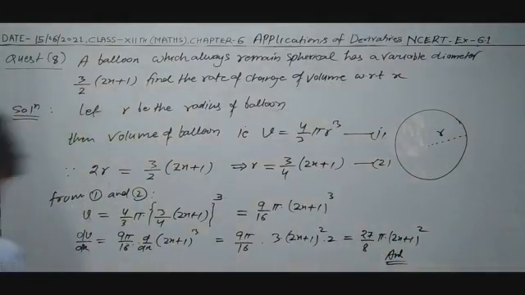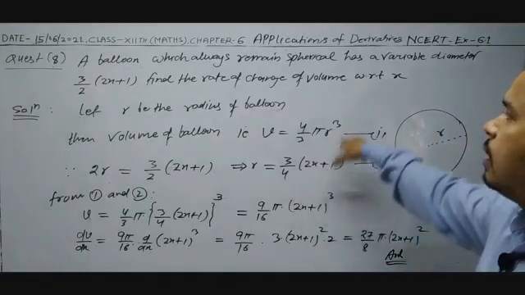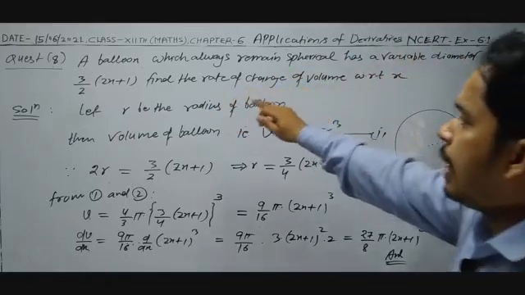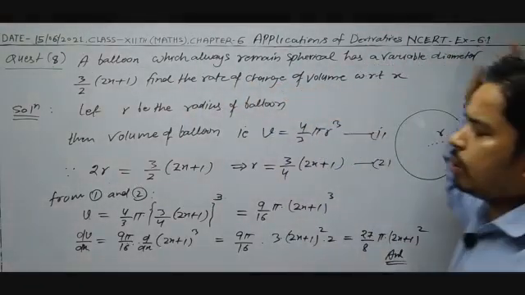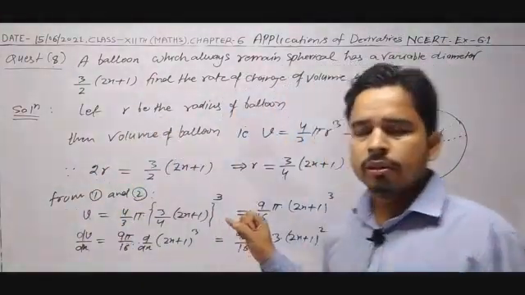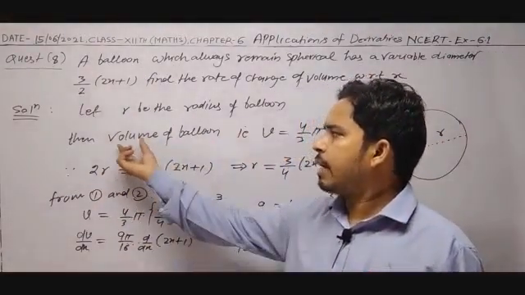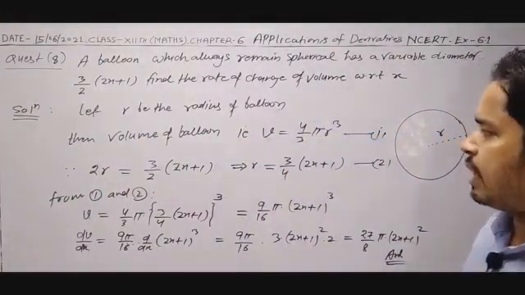Now see again, in this question a balloon is given which always remains spherical. A spherical shape means you will use the formula of a sphere, and it has a variable diameter. The diameter given is 3 by 2 (2x plus 1), and we have to find the rate of change of volume with respect to x. So you have to calculate dV by dx. Suppose r is the radius of the balloon, then 2r is the diameter, and V is the volume of the balloon, V is equal to 4 by 3 pi r cube.